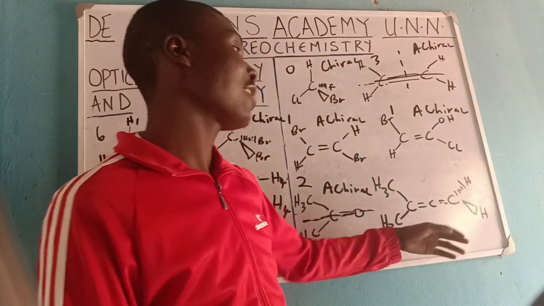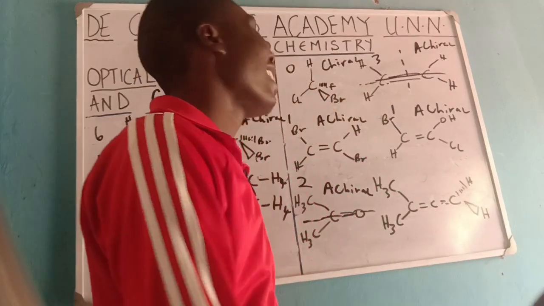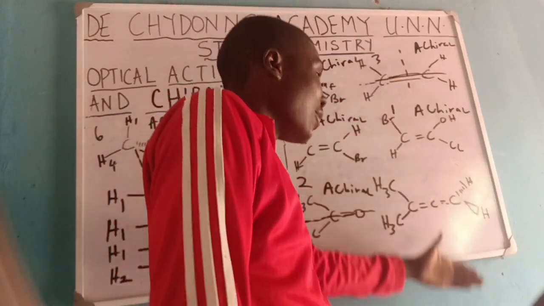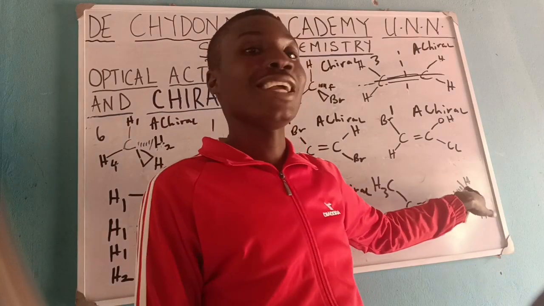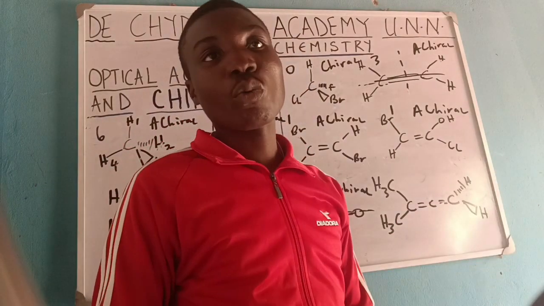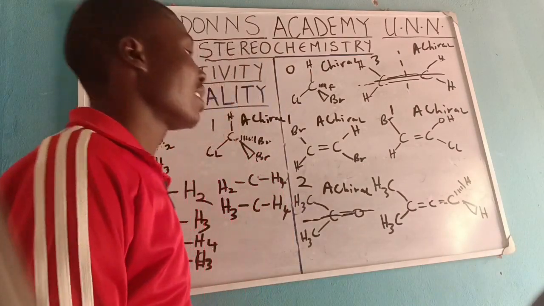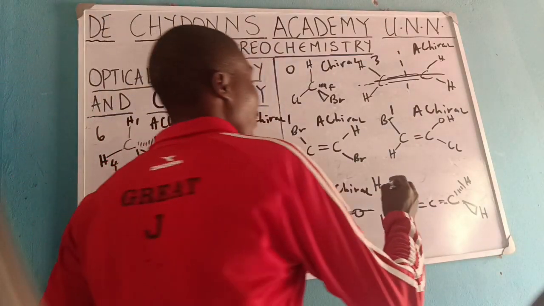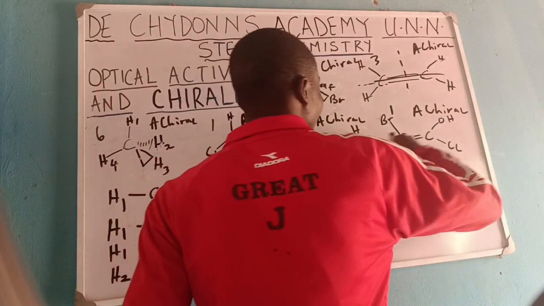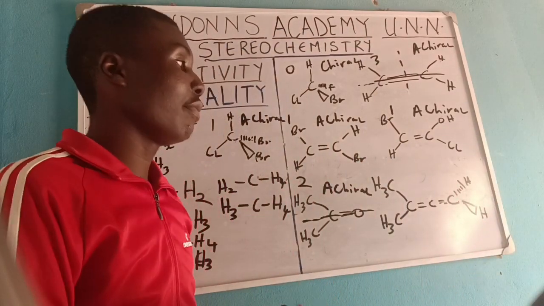So the implication is that first of all, we are not going to have an external plane of symmetry because once you are cutting it this way, it will not cut through this hydrogen, it will not cut this hydrogen, because these ones are coming out, the other one is going backwards. So first of all, we have a plane of symmetry that is vertical.